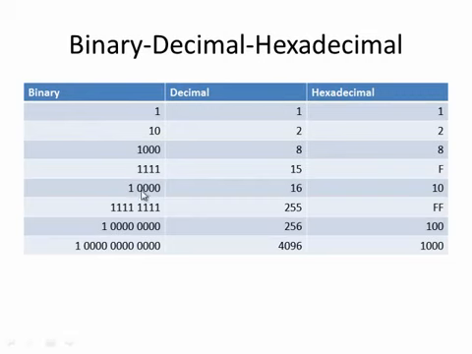So 10000 is a 16 in decimal and a 10 in hexadecimal. 11111111 is 255 in decimal and FF in hexadecimal. So going one beyond that, we reset the hexadecimal to 100. 256 is the value in decimal, and we've got a 1 along with 8 zeros for binary. So that's your introduction to the binary, decimal, and hexadecimal numbering systems.